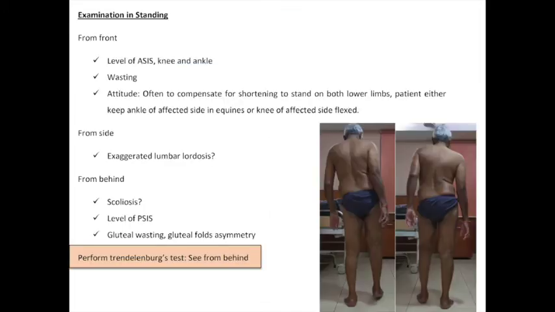So now we'll run through the important points of examination in a malunited trochanteric fracture. Most of you should make a habit of creating a proforma of examination of whichever region you are, so that you don't miss out anything and you follow a particular sequence. So as in any other case of a hip examination, you will do examination standing. So standing and sitting, you need to describe things which are possible only on standing and sitting. And the important points would be the level of the anterior superior iliac spine, the knee, and the ankle.